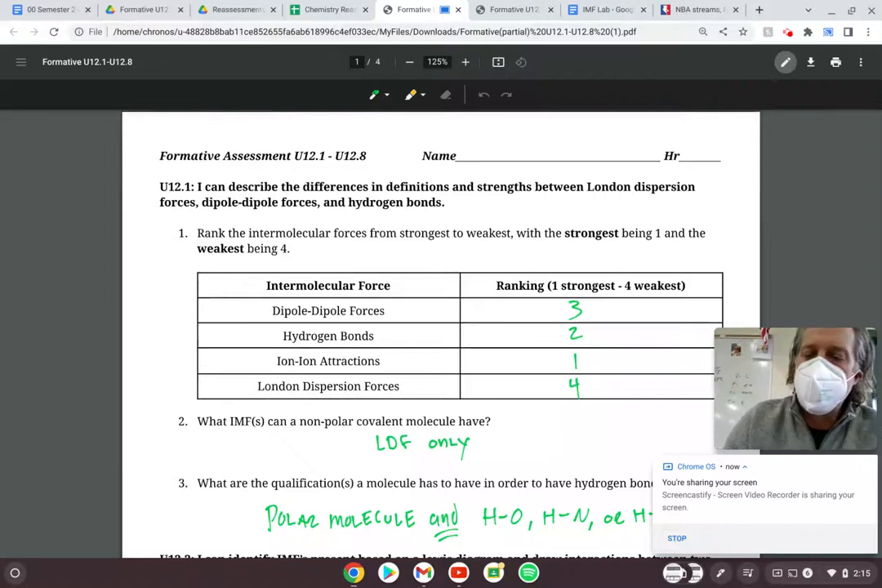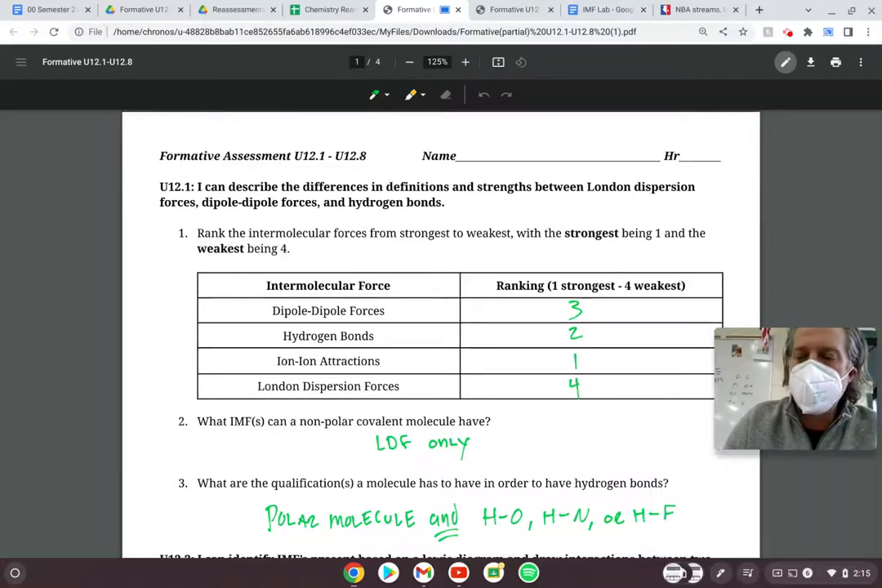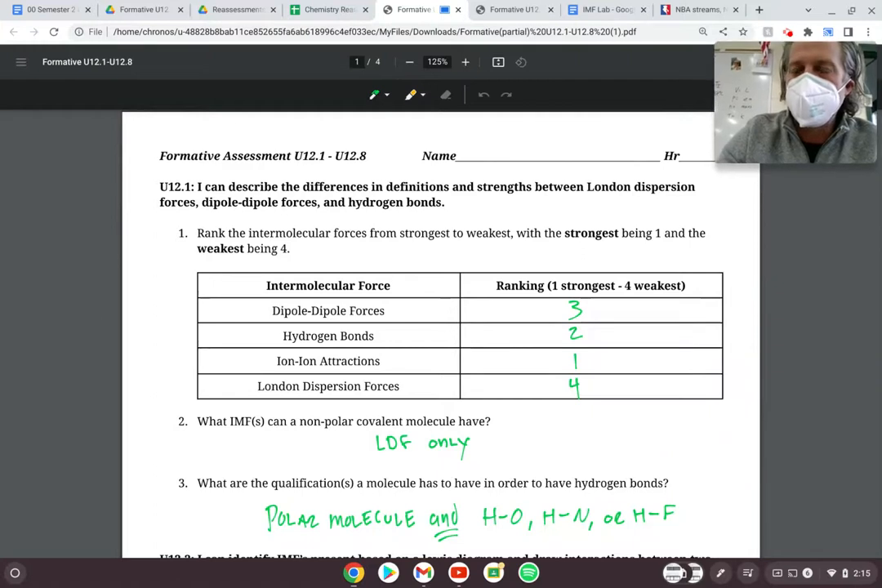All right. So this practice quiz solutions guide is going to go through the entire thing. Some things I've pre-populated, but other things we'll work through together. So the first thing we're supposed to do is rank the intermolecular forces from strongest to weakest.